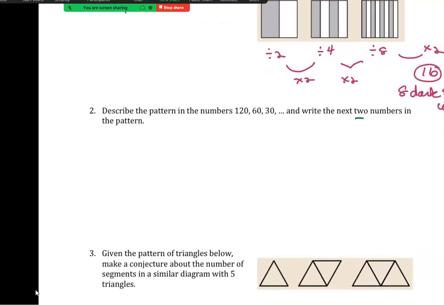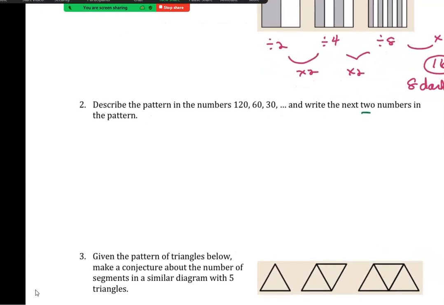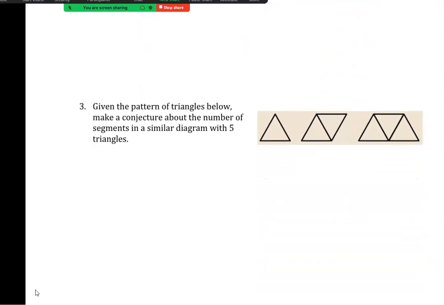Okay, describe the pattern in the numbers 120, 60, 30, and write the next 2 numbers in the pattern. Okay, so it looks to me like I am dividing by 2. Oh, I'm doing that here also. So divide 30 by 2 and I get 15. Divide 15 by 2 and I get 7.5. So divide by 2 is my procedure. Okay, look at this next one.